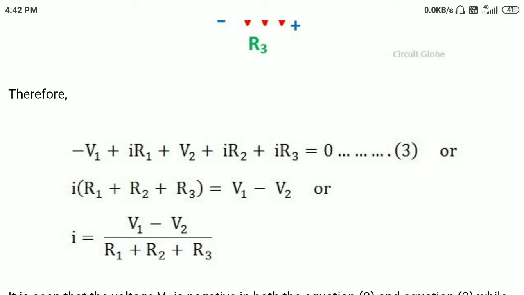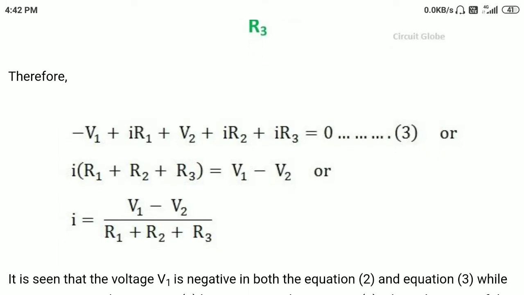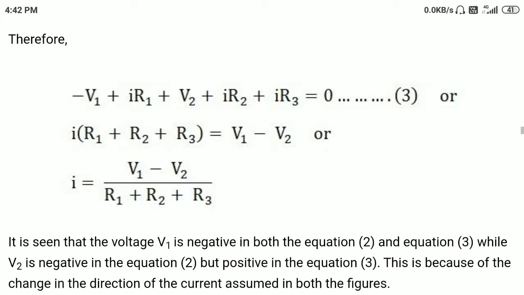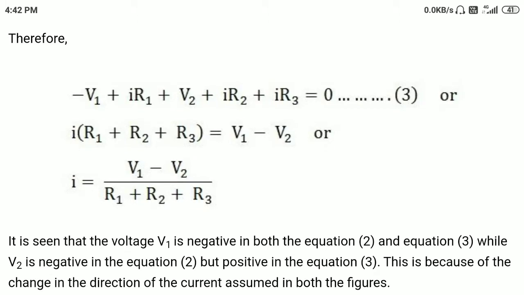Here, minus V1 plus IR1 plus V2 plus IR2 plus IR3 is equal to 0. Otherwise it can be written as I of R1 plus R2 plus R3 is equal to, taking the voltage sources to the right side, V1 minus V2. From the above equation, the current I is equal to V1 minus V2 by R1 plus R2 plus R3.